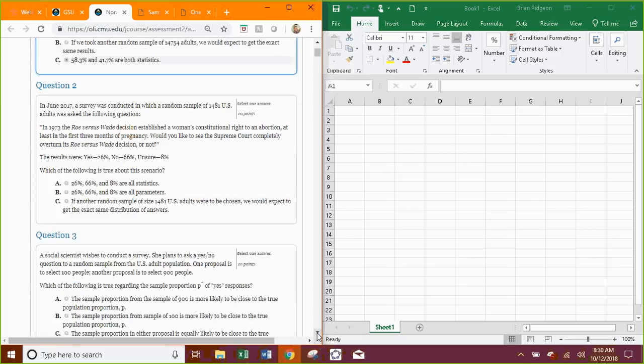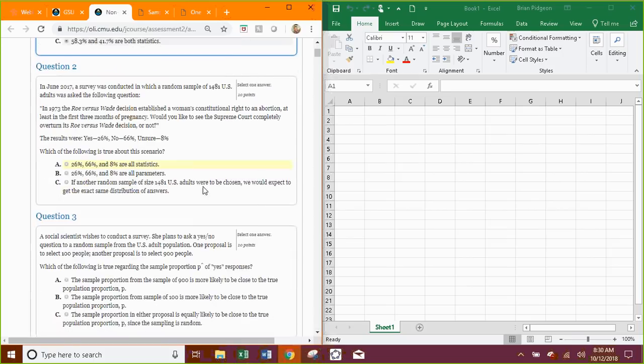Same type of question. So they conducted a survey of 1,481 U.S. adults: Would you like to see the Supreme Court completely overturn its Roe v. Wade decision? The results were 26% said yes, 66% said no, and 8% were unsure. But because these values were calculated using the sample, they're statistics.